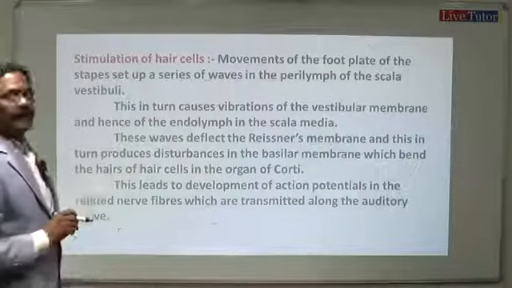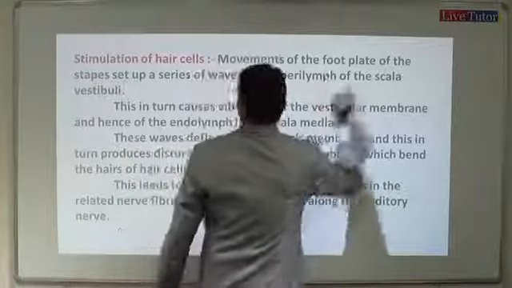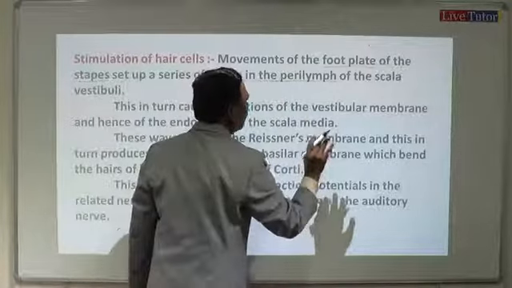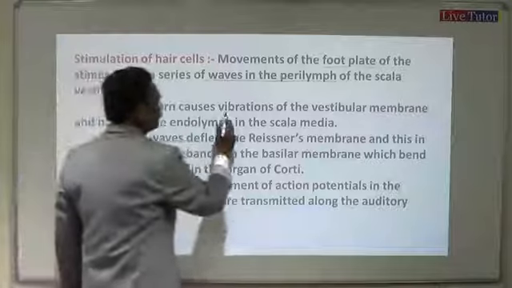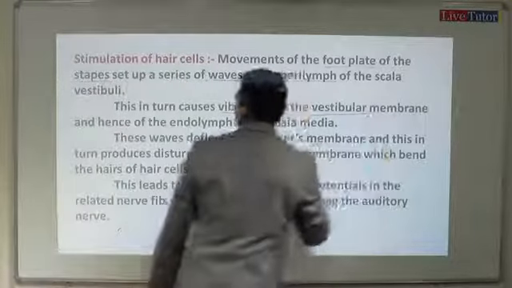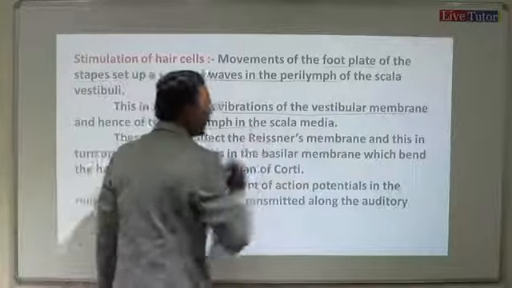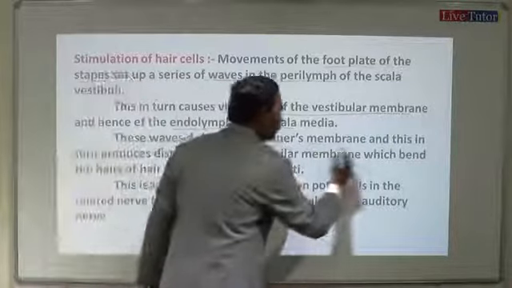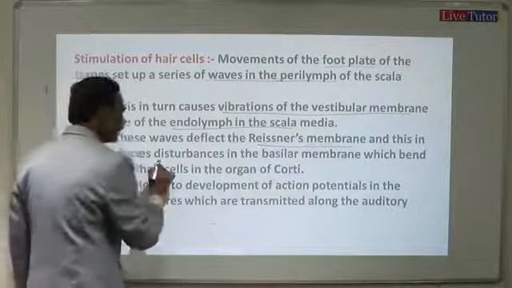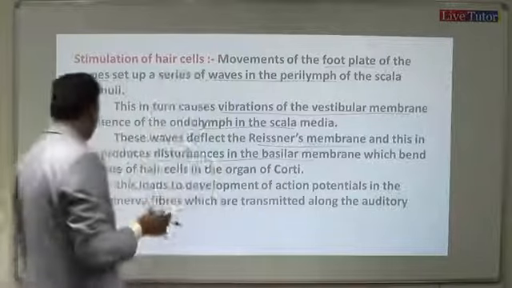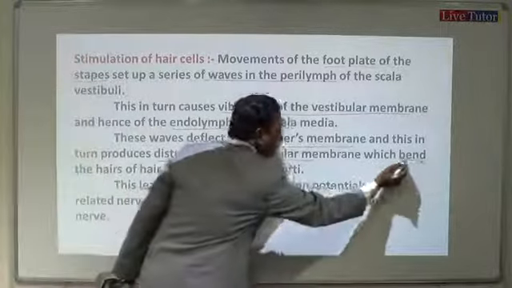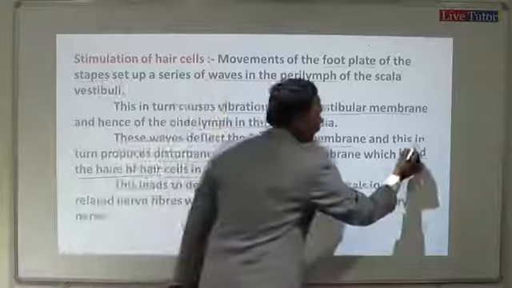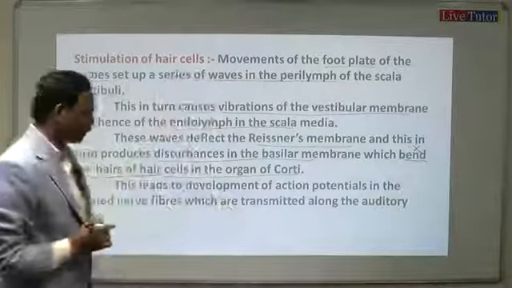Then the stimulation of the hairs. The movement of the footplate of the stapes sets up a series of what? Waves in the perilymph. What waves? Pressure waves in the perilymph. This in turn causes the vibration of the basilar membrane, and hence the endolymph of the scala media is vibrated. Then the waves deflect the Reissner's membrane, which in turn produces a disturbance in the basilar membrane, which causes, remember the point, bending of the hairs of the hair cells of the organ of Corti.